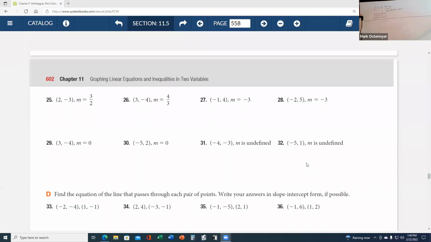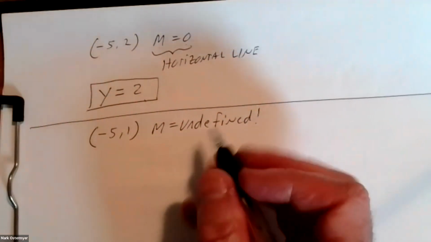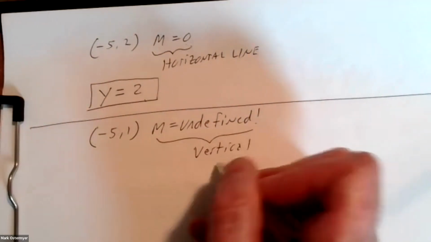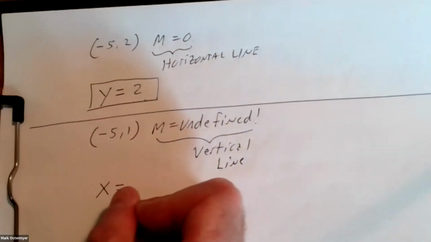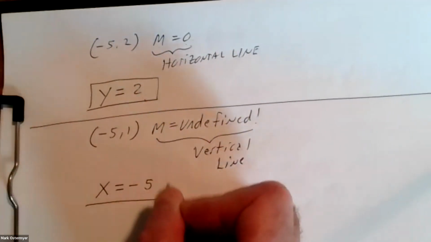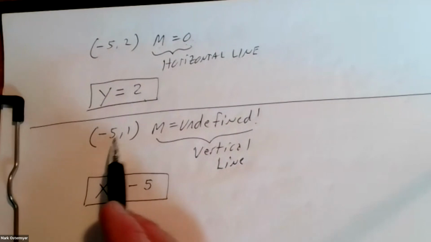All right, number 32. They tell us a line contains a point -5, 1, and now the slope is undefined. Well, what kind of lines have undefined slopes? The only lines that have undefined slopes are vertical lines. So this is going to be a vertical line, and the equation of a vertical line is always x equal to the x coordinate of a point that sits on the line. So x is equal to -5. There's your answer. This is the equation of a vertical line that contains this point and has an undefined slope.